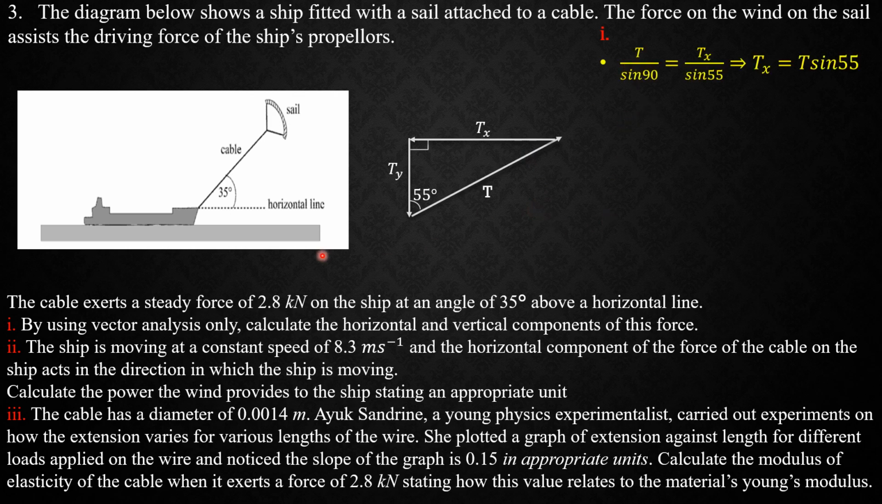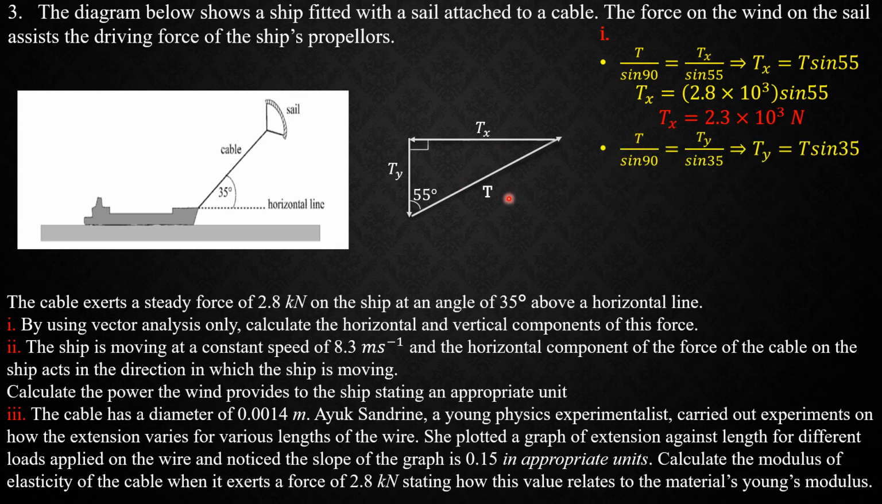So we can use the sine rule here, because remember that we're using vector analysis. This force divided by the sine of the opposite angle equals this force divided by the sine of this opposite angle, which gives us Tx to be T sine 55. Remember that T is the tensional force here, which is 2.8 kilonewtons, which is 2.8 times 10 to the power 3 multiplied by sine 55. So our Tx is 2.3 times 10 to the power 3. And then to get Ty, we do the same thing: T over sine 90 equals Ty over sine 35, which gives us Ty to be T sine 35, which gives us 1.6 times 10 to the power 3 newtons.